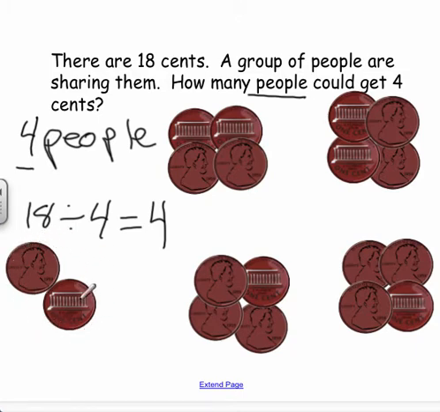When we have 2 left over, a leftover amount in division is called a remainder. We write R for remainder, and then we write how many were left. There were 2 left. So if this problem had asked for a number model, it would be 18 divided by 4 equals 4 with a remainder of 2. However, the question I had today just said how many people could get 4 cents. In this case, my answer is just simply 4 people.